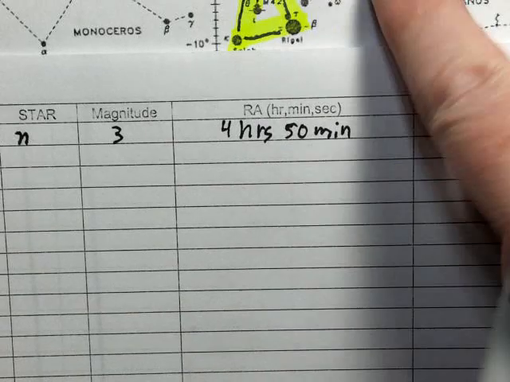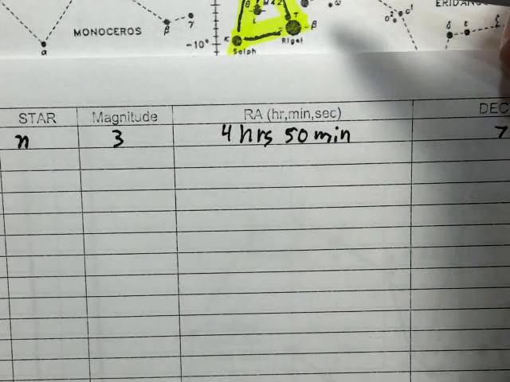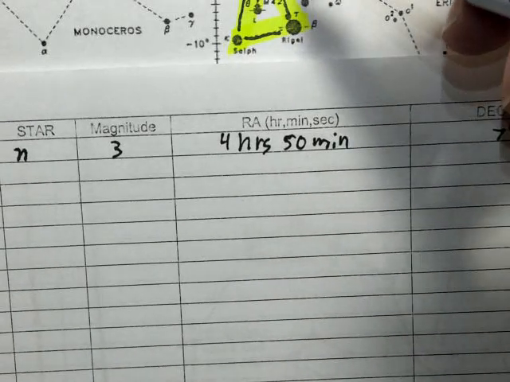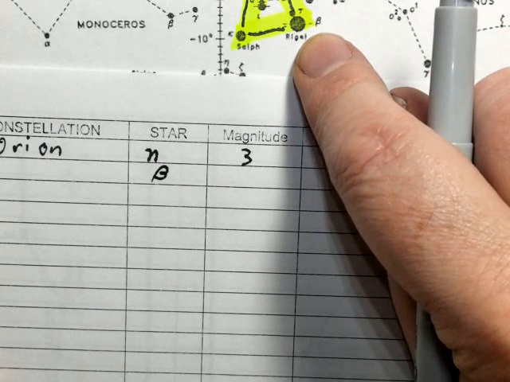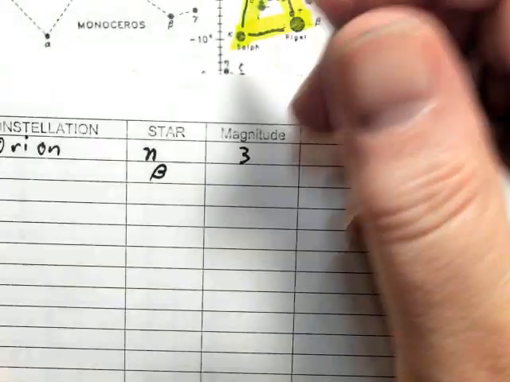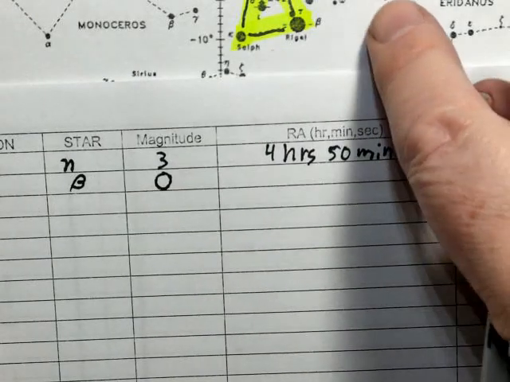The next one in line is basically Rigel here, which looks like, and this is where I'll have to refer to my chart, it's beta with the B. It's a pretty big star. I'd call it a 0. Looks about right. It's one of the brightest in the sky.